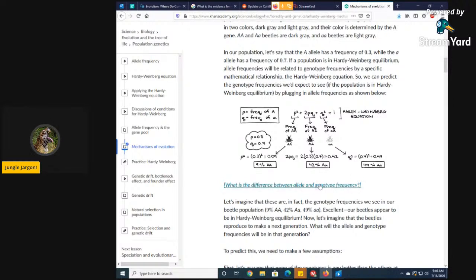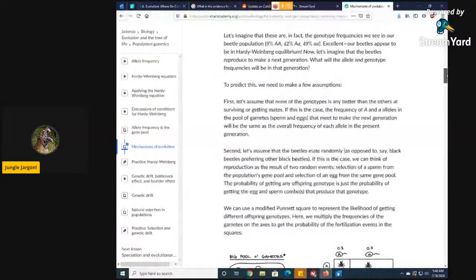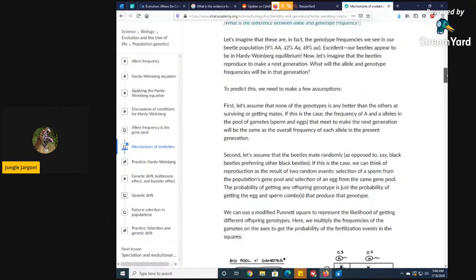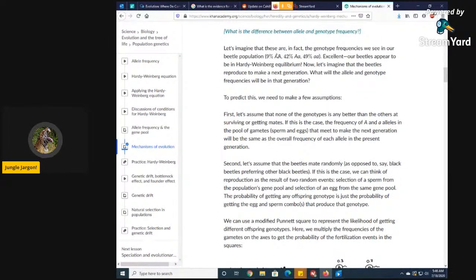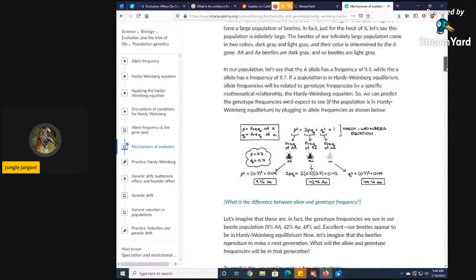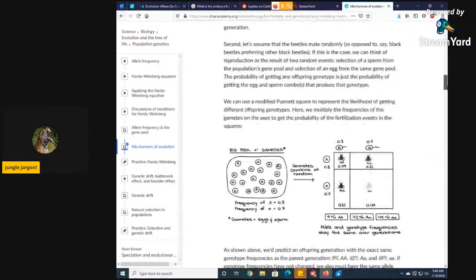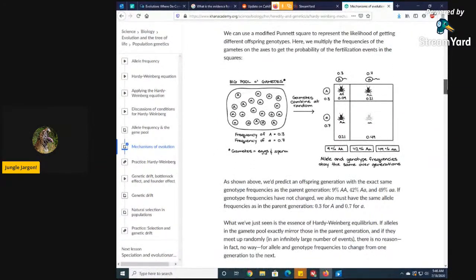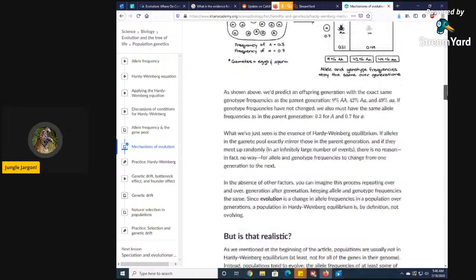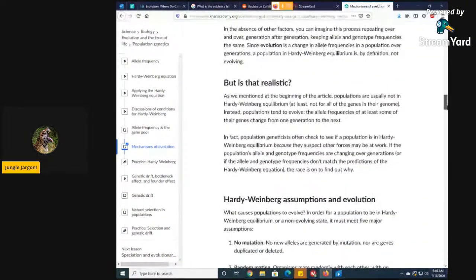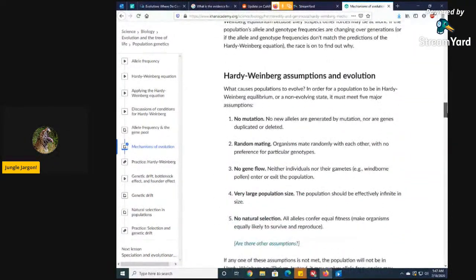What is the difference between allele and genotype frequency? That's another rabbit hole. And let's imagine that these are in fact the genotype frequencies we see in the population. Yeah, I can't take too much of this here because this is only talking about variation. It's not talking about evolution. Okay. There's variation, different color variations.